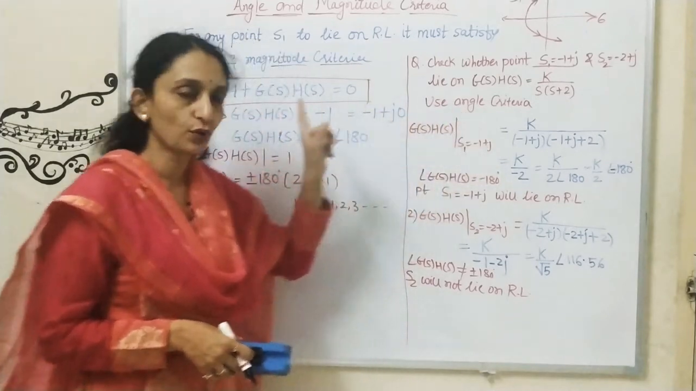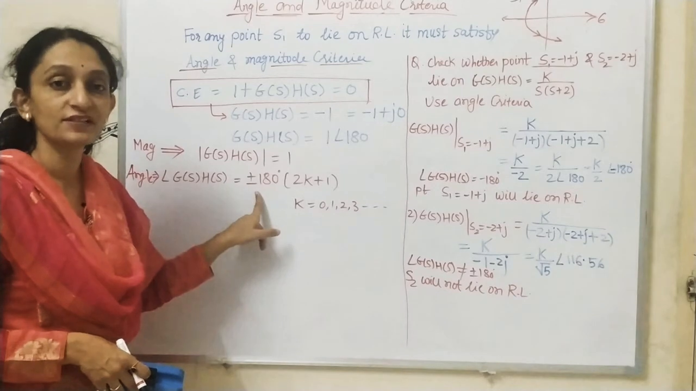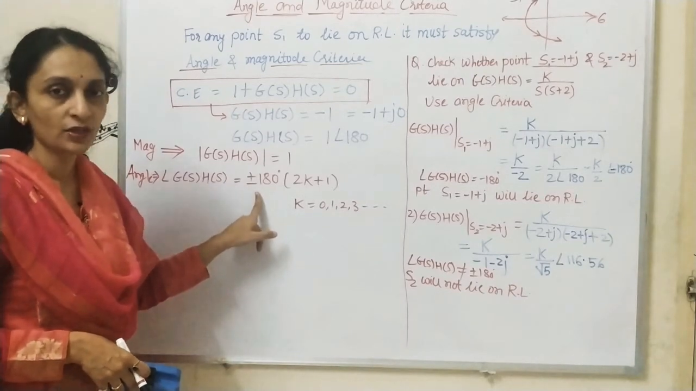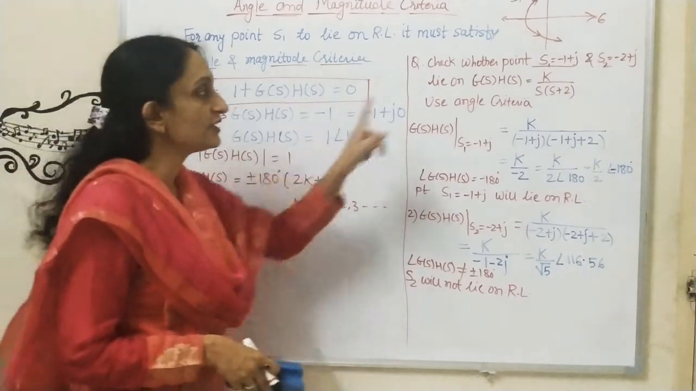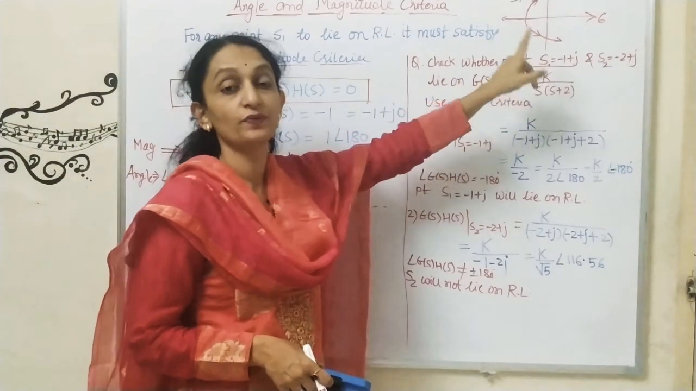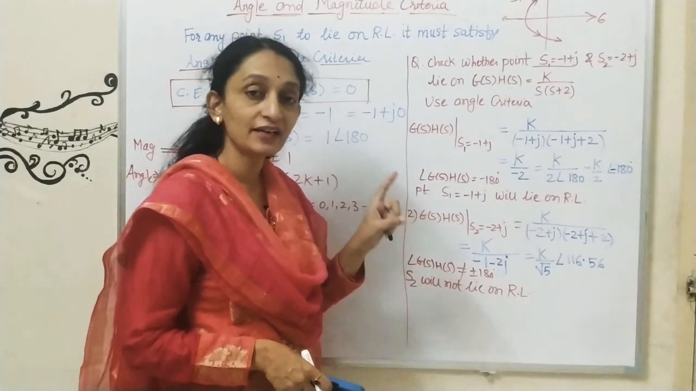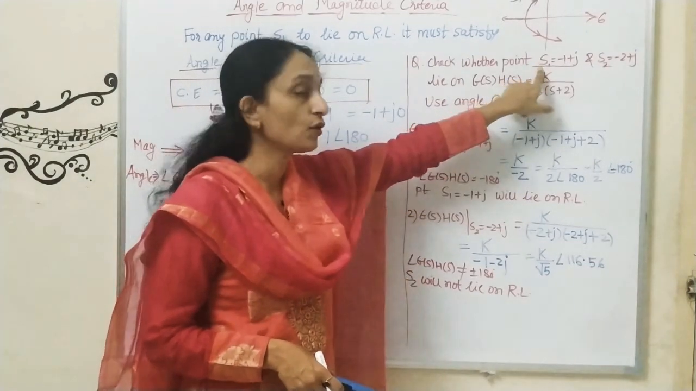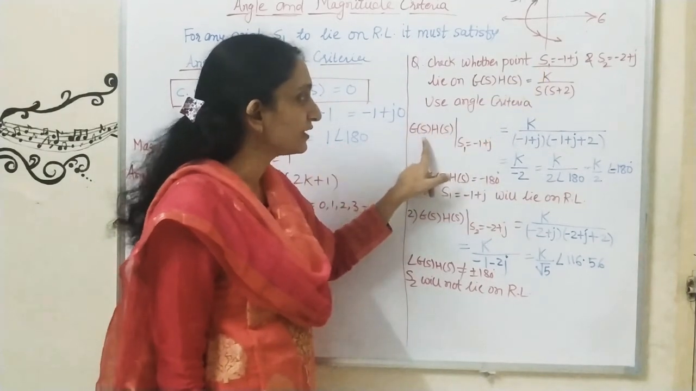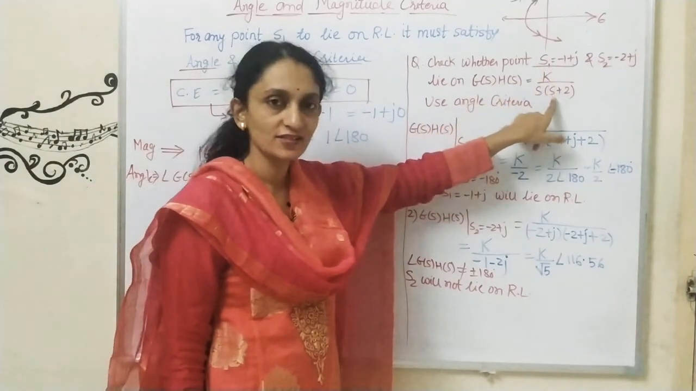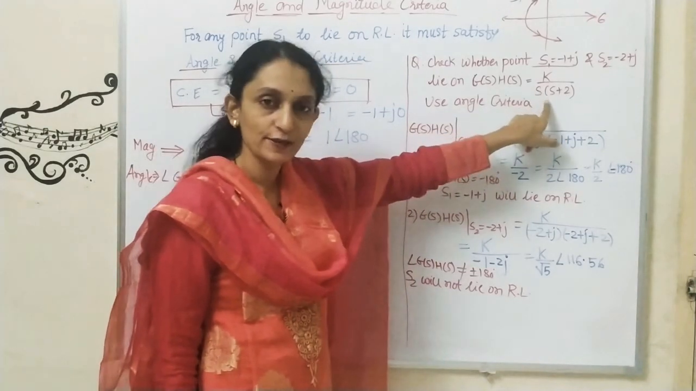So we know what the angle criteria is: angle of G(s)H(s) should be plus minus 180 degrees. If it satisfies this criteria, then we will say that these 2 points S1, S2 will lie on the root locus. For that we need to calculate the angle criteria separately for both the points. So let's take the first point. Here G(s)H(s) is our transfer function, K upon s(s plus 2).